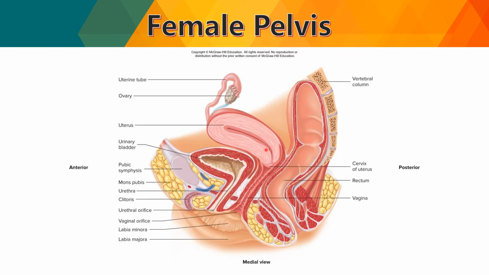So in the female pelvis, you see here the medial view. You see here the uterine tube, your ovary. You have the uterus here. This is actually anterior to the large intestine, to the end of your large intestine. So sa harap ng uterus is your urinary bladder. You have here your urethra. This is the pubic symphysis. You have your clitoris here, the vaginal orifice, the labia minora, and then the labia majora.